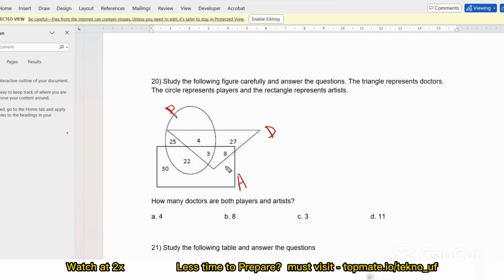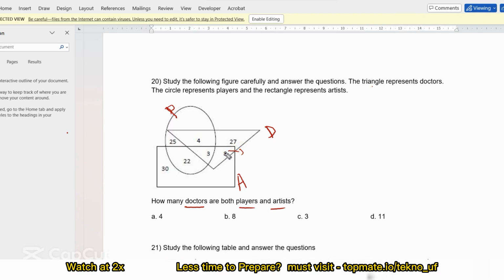So you have to find the common thing, that is the doctors, meaning the triangle that has both players and artists. So player and artist mean the circle and the rectangle are common in them. Okay, so the only value I can see here is 8. This is common in doctor and in artist.